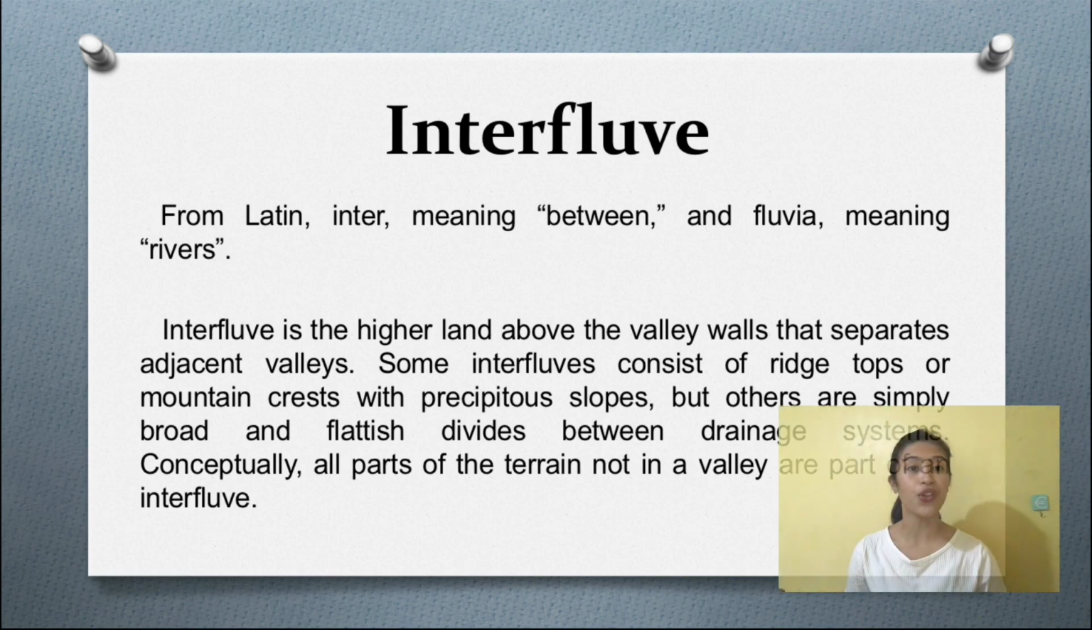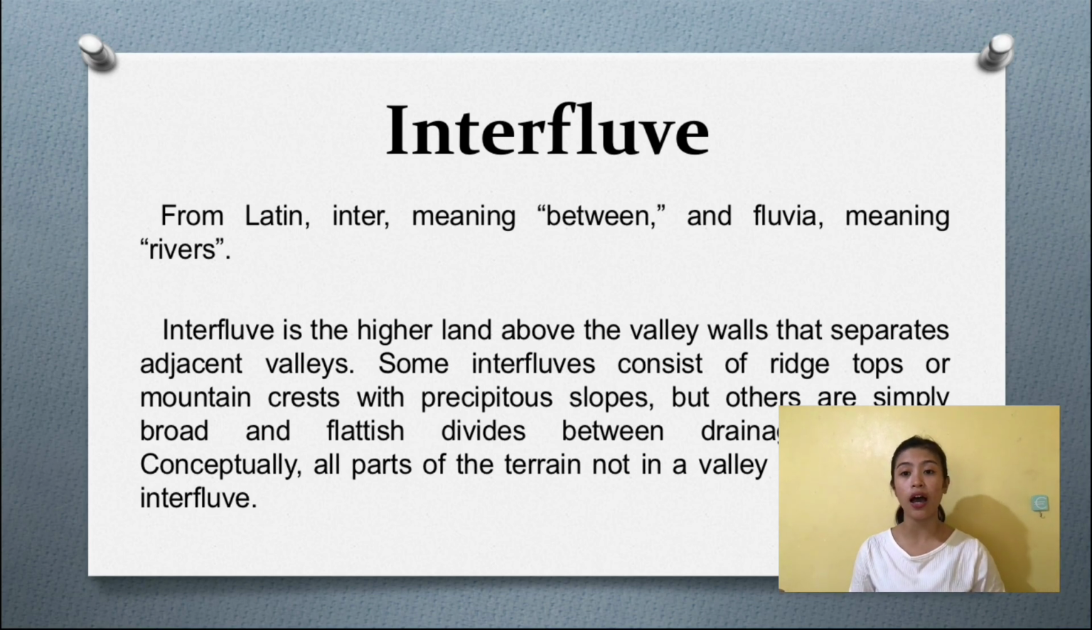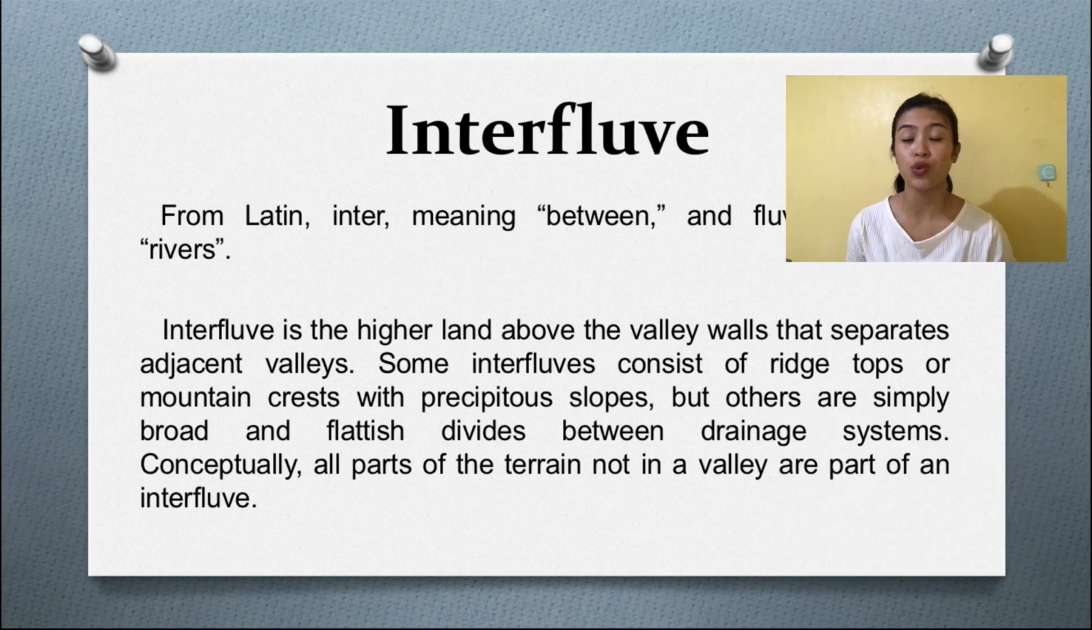indistinct. On the other hand, interfluve is derived from a Latin word, inter, meaning between, and fluvia, meaning rivers. An interfluve is higher land above the valley walls that separates adjacent valleys. Some interfluves consist of ridge tops or mountain crests with precipitous slopes, but others are simply broad and flattish. It divides the drainage systems. Conceptually, all parts of the terrain not in a valley are part of an interfluve.